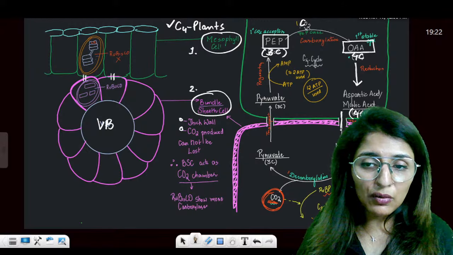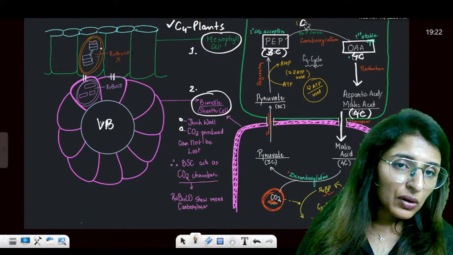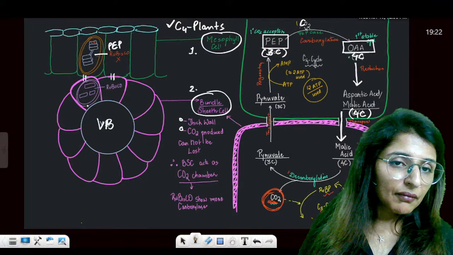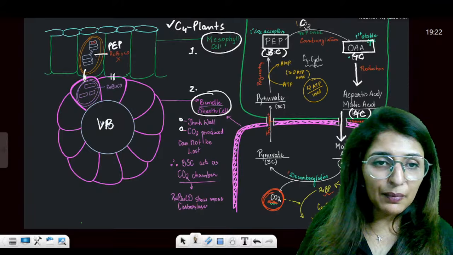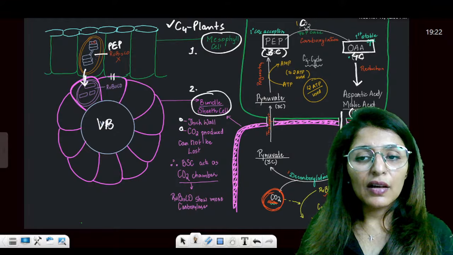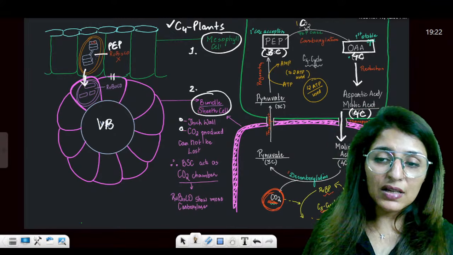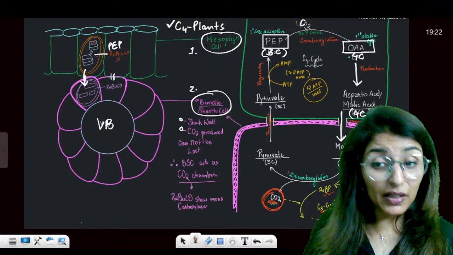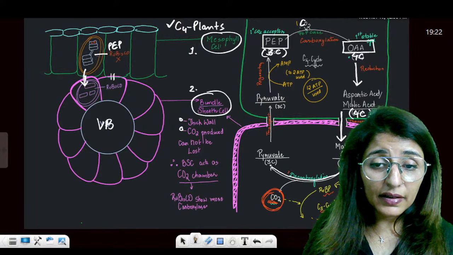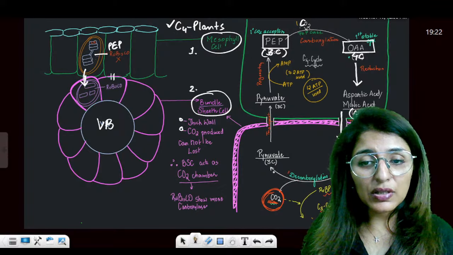Now, this malic acid will enter into the bundle sheath cell. So, do you see the connection here? Here there is no Rubisco. Instead, it has PEP. And from here, the malic acid produced is transported into the bundle sheath cells. Are you getting that? Through plasmodesmata. Right? Now, malic acid or aspartic acid, when it reaches the bundle sheath cell, will lose one carbon dioxide. So that means decarboxylation will take place. Is that clear? So decarboxylation will take place.